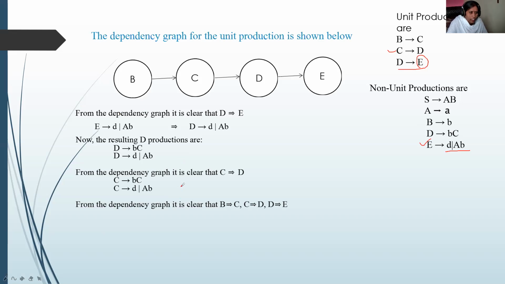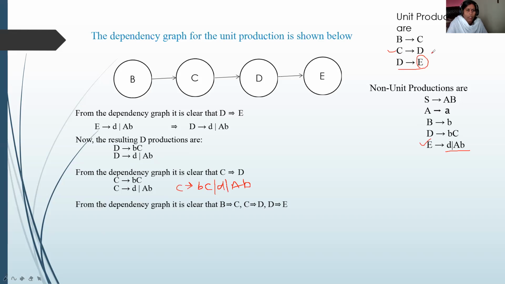That is, we are going to write here C produces, because the non-unit productions of D are, once again students, C produces BC or D or AB. Why this one? Because these are the non-unit productions of D. So the non-unit productions of D are BC or D or AB.